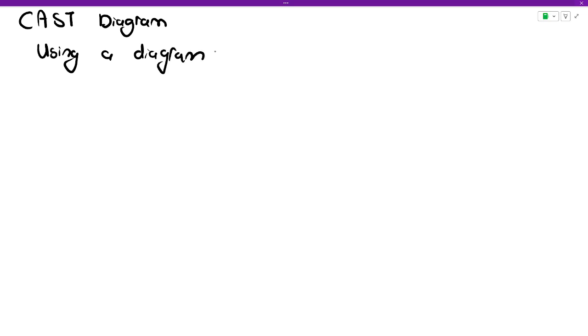Next, now the CAST diagram. Now you guys don't know it as the CAST diagram. You know it as using a diagram. The question will ask for using a diagram, slash in terms of, slash without a calc.